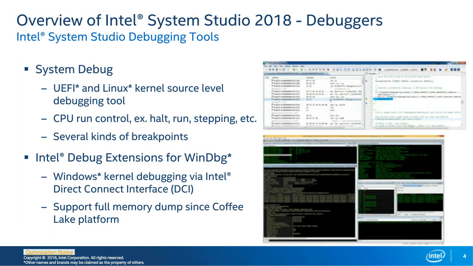The first debug tool of the Intel System Studio is called System Debug. It helps users do source-level debugging on UEFI code or on Linux kernel code. If the BIOS or Linux kernel is built with symbol files, the image will contain the symbol information. Then the user can load symbol files and see the C code after connecting to the target device.